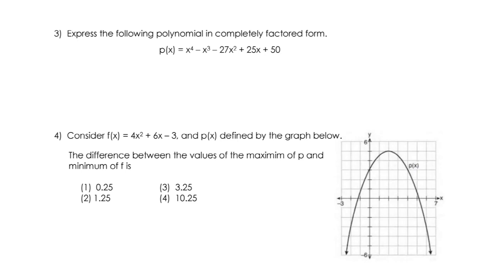Right, guys, we're on the back side of day 3 notes, and number 3 says express the following polynomial in completely factored form. Okay, so because we are looking for the factors, remember that we can't factor unless we're equal to 0. So we'll replace our p of x or our y with a 0.